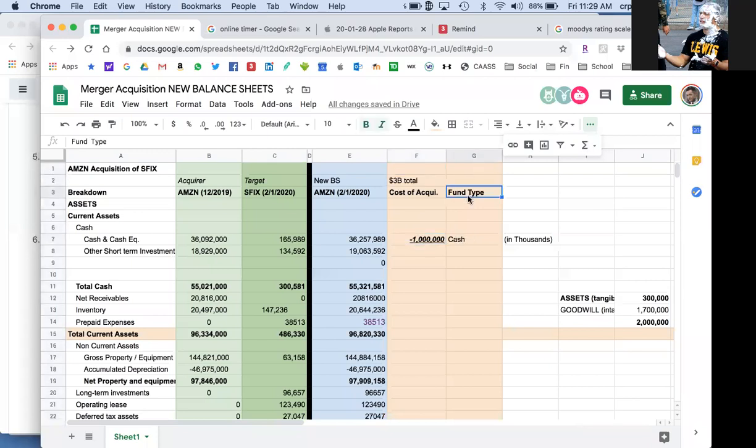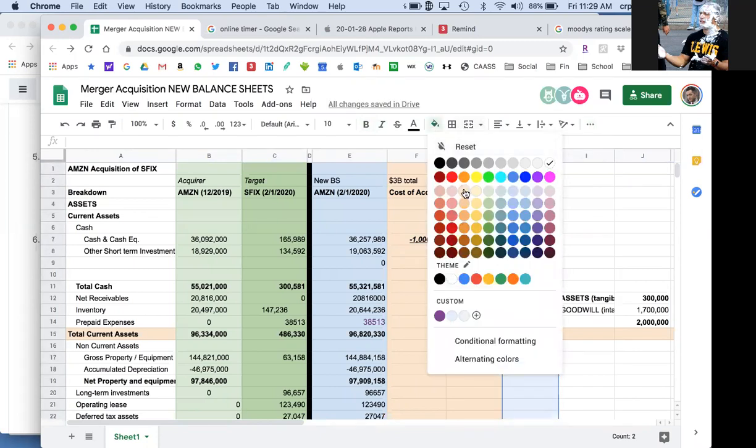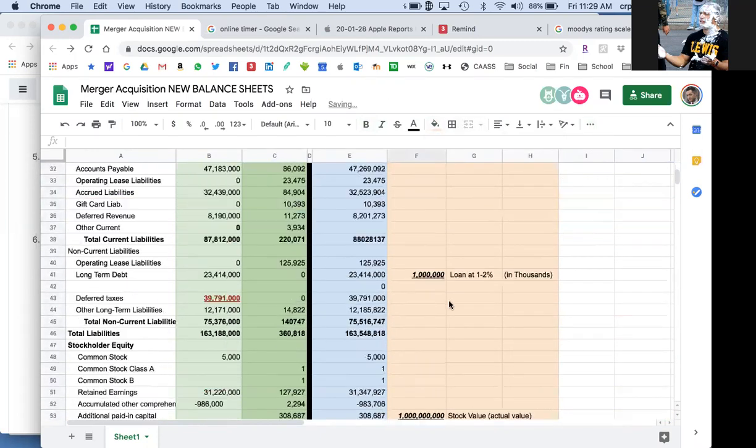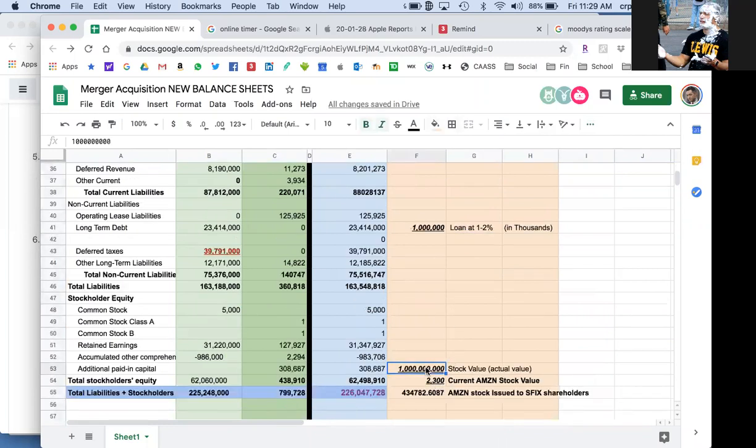$1 billion in fund type, cash in thousands. $1 billion for a loan at 1 to 2% in thousands. Okay, I'm okay with that. Just tell me where you got this idea that it's going to be 1 to 2%. Give me the argument on your slides. And then $1 billion in stock, actual value, divided by current Amazon price equals how many shares you would have to give Stitch Fix shareholders.